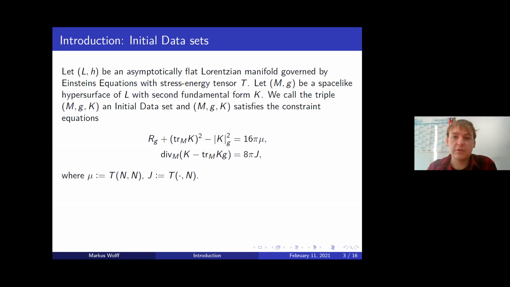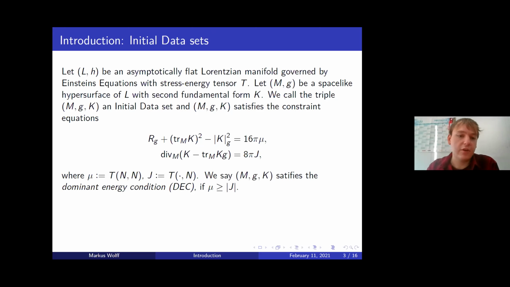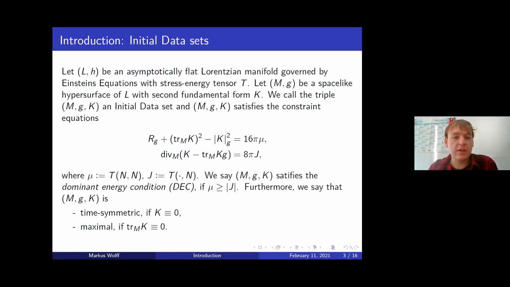Through the Gauss-Codazzi equations, (M, g, K) satisfies the following constraint equations, where we denote by μ the energy density and by J the momentum density. We say such an initial data set satisfies the dominant energy condition if μ is greater or equal than |J|. Lastly, we say our initial data set is time-symmetric if K vanishes identically as a tensor, and maximal if the trace of K vanishes identically across the manifold.